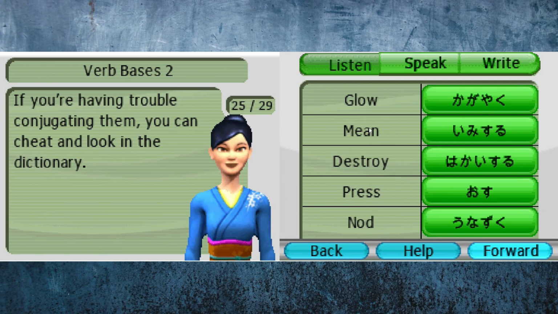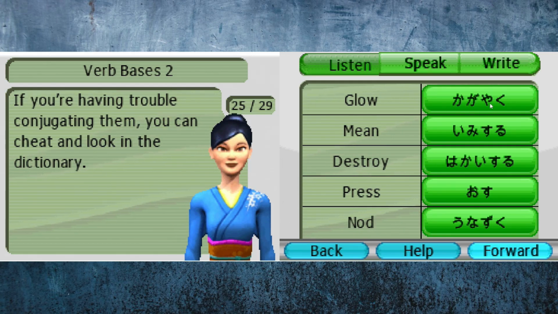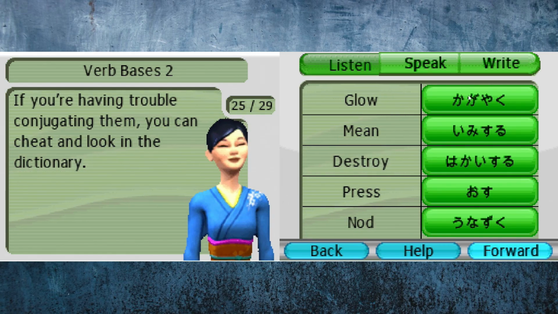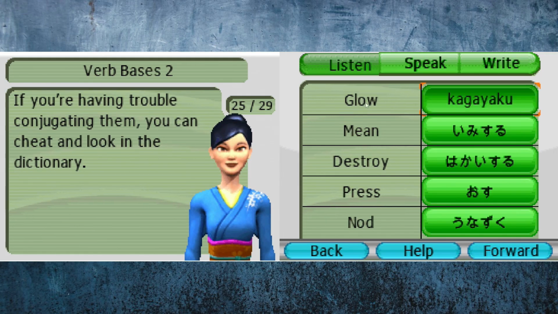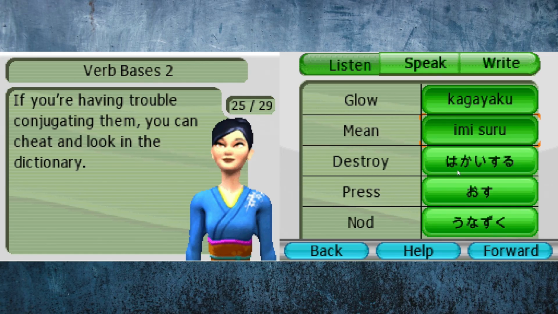So this, I know this one. Imi suru is dictionary form. Mas form is imishimasu, and te form is imishite. Ta form imishita. And negative form is imishinai. And yeah, I forgot to say negative form for kagayaku. So negative form is kagayakanai. And I forgot to have her pronounce it for you, so here we go. Kagayaku. Imi suru. And to destroy is hakai suru.